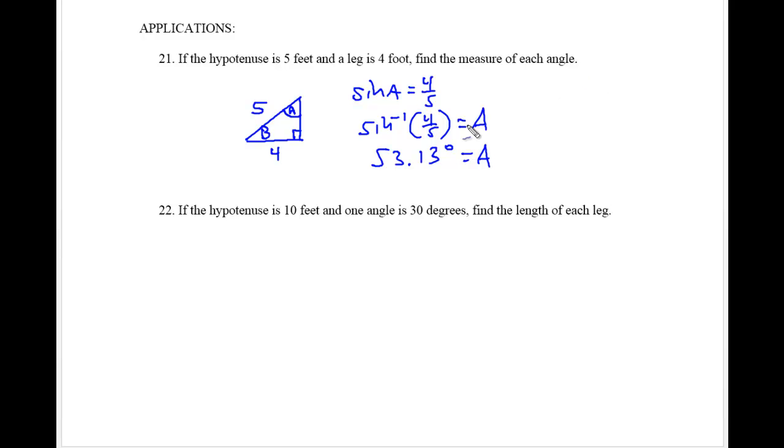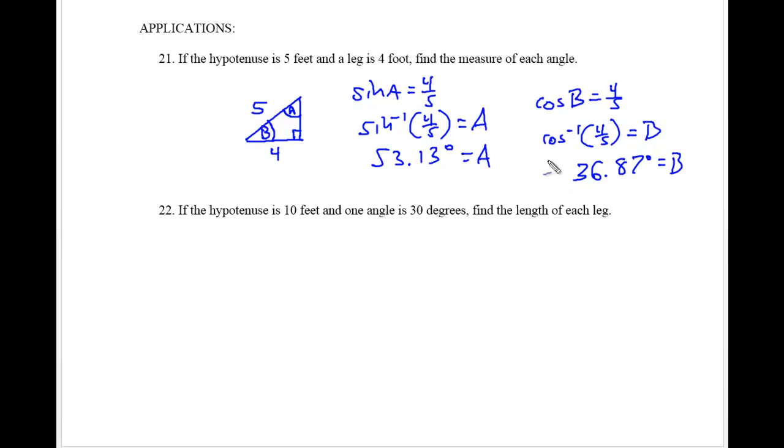Now, to find angle B here, we're going to take the cosine of B is equal to 4/5. Cosine of B equals 4/5. So again, take the inverse cosine of this, which swaps this and this. And if I type this into the calculator, this gives me 36.87 degrees equals B.